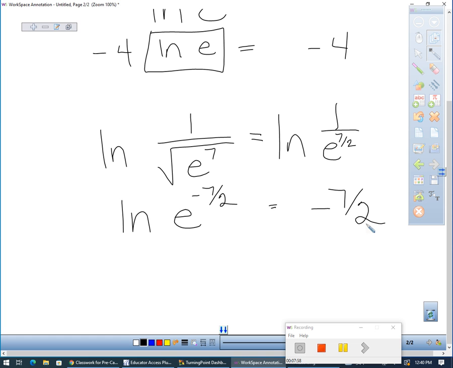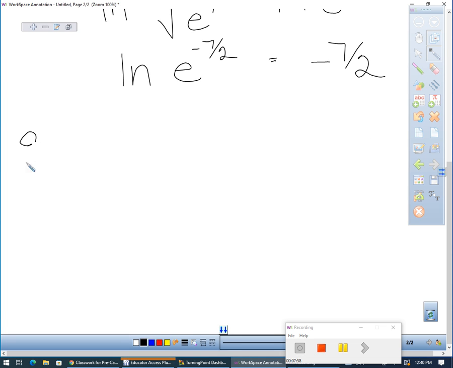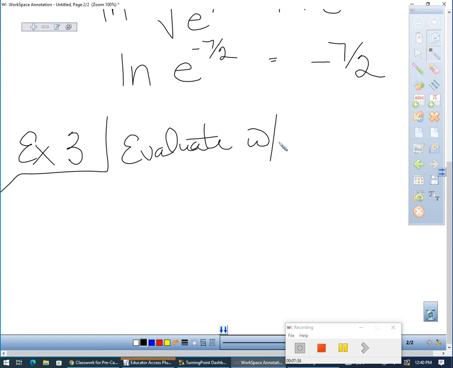I've always found natural log and e actually easier than log and exponential. So any questions there? All right, so let's take it just a little bit harder. This is all you're doing for 1 through 17. Okay? Example number 3. I again want you to evaluate without the calculator.